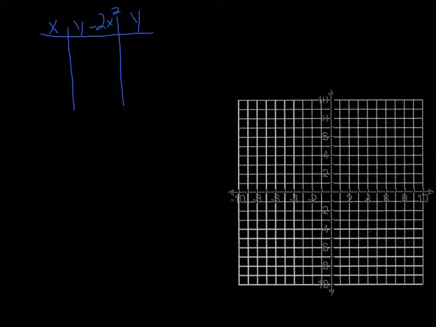So in our problem we have right here, y equals 2x squared. So we know that that 2 is positive, so that means that this graph is going to open up. And now all we have to do is pick some terms.